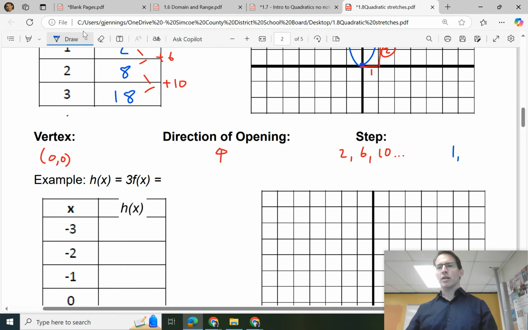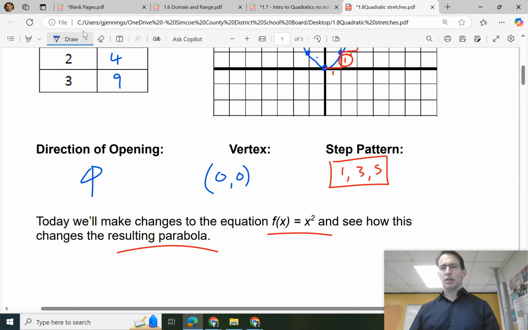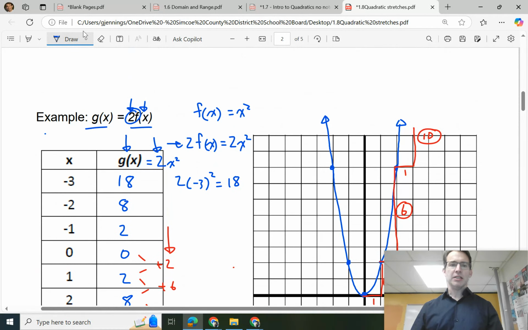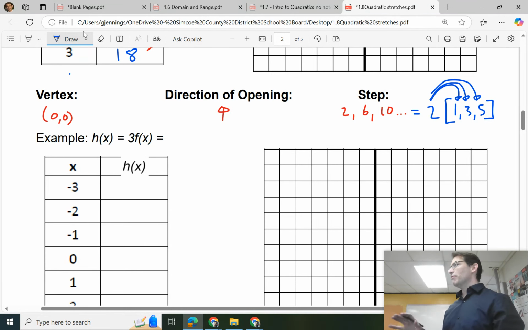You take this 1, 3, 5 from before. Okay, that was the step pattern for our basic function y equals x squared. We're going to take that step pattern and multiply it by this number here, 2. Our a value. So we just multiply that step pattern by 2, and it gives us 2, 6, 10. Same idea. So that makes the a value very useful for graphing quadratics.